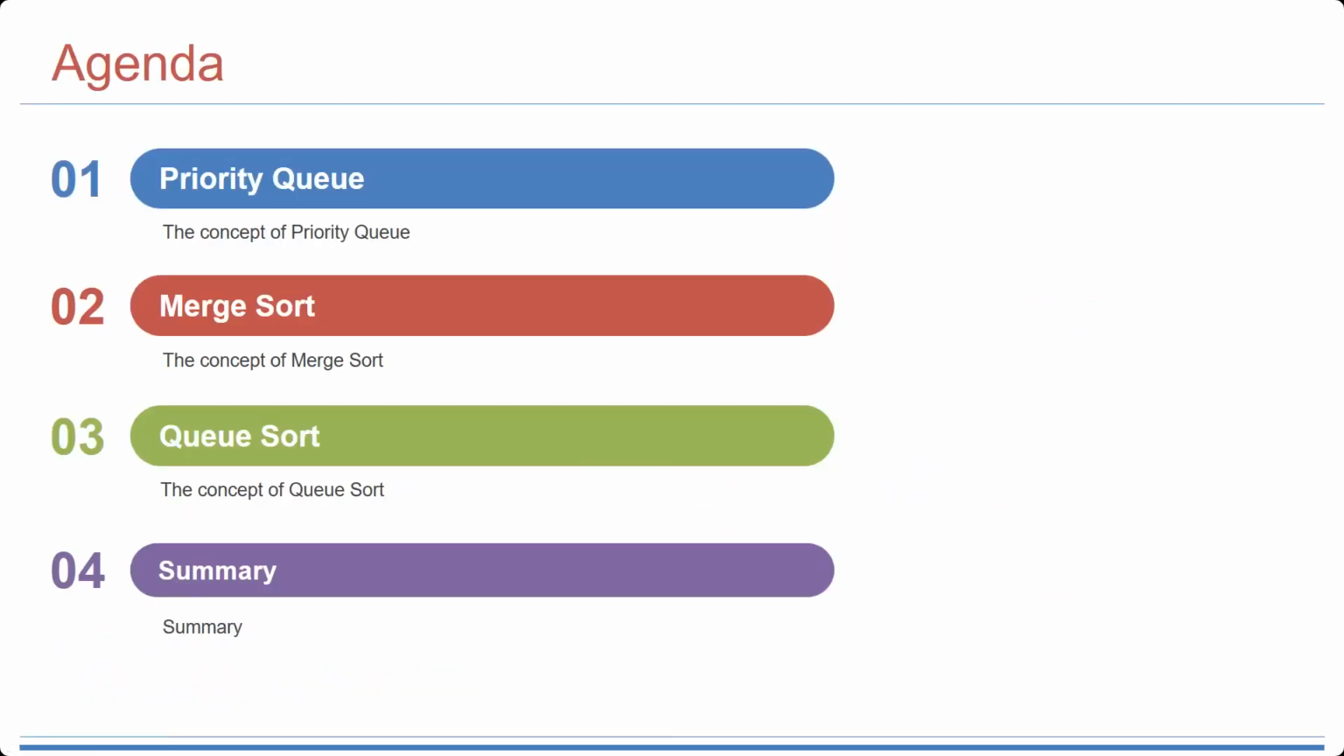So in the sorting, we will learn at least 3 things. First is the priority queue. What is priority queue? And then we will learn 2 methods for the sorting, which are merge sort and quick sort.